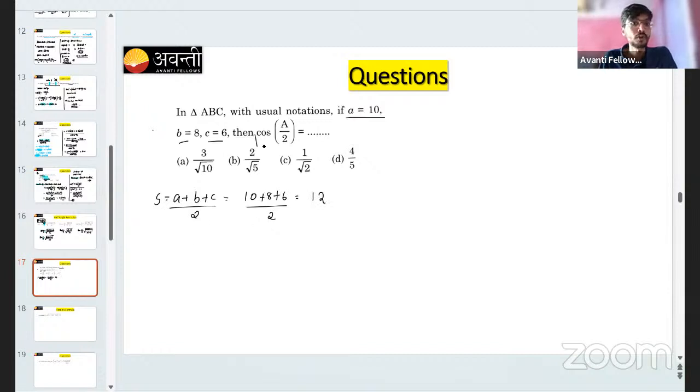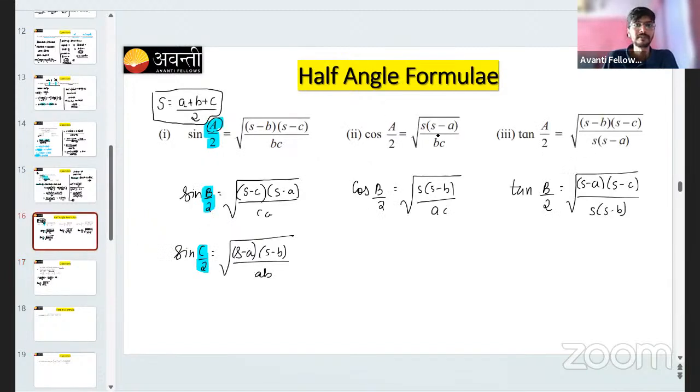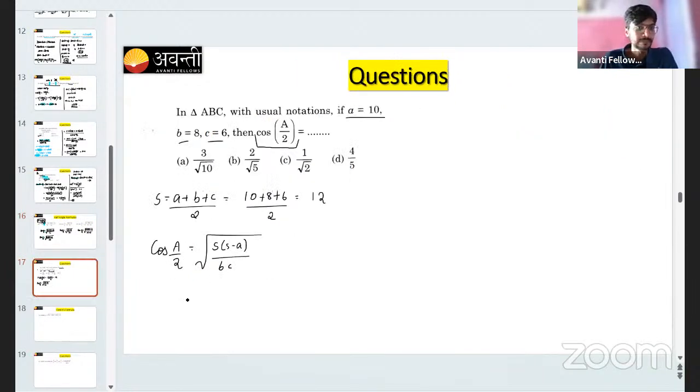And I have been asked cos A by 2. So what is the formula for cos A by 2? This is just a warm-up question for you. Under root of S into (S minus A) upon BC. Am I correct? Yes, cos A by 2 is under root of S into (S minus A) upon BC. So just substitute the values here. What will I get? S is 12 into S minus A, which is 12 minus 10, which is 2, upon B into C. B is 8 and C is 6.